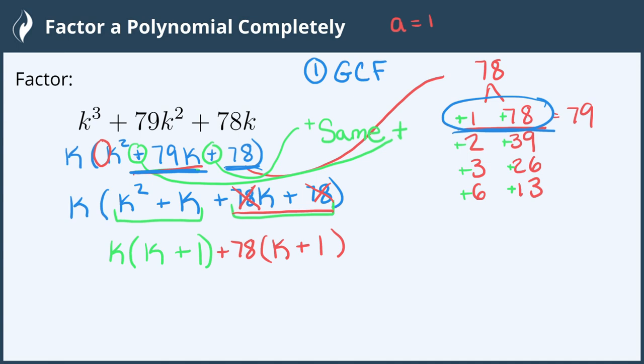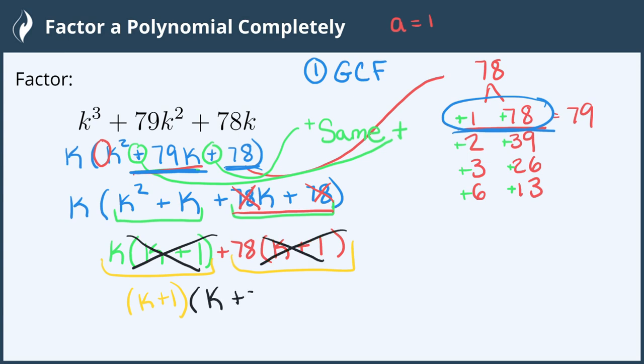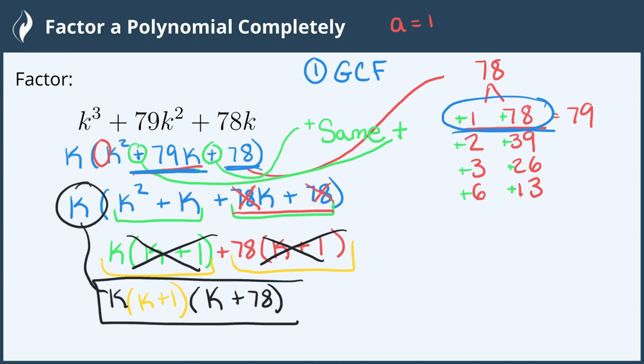Now we look at these two larger terms, and we have a binomial in common, which is k plus 1. Factoring it out of the first term leaves us with k. Factoring it out of the second term leaves us plus 78. And don't forget our k out in front. And now we have factored our polynomial completely by first looking for the greatest common factor.